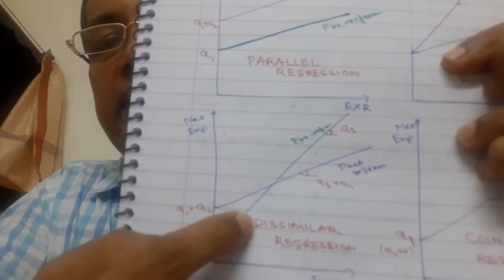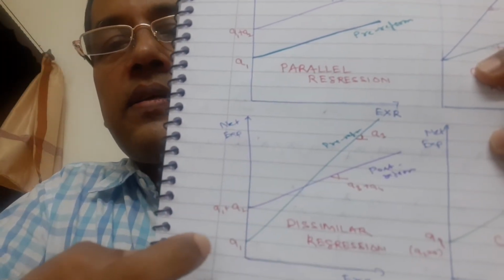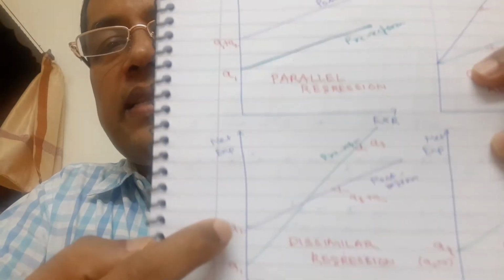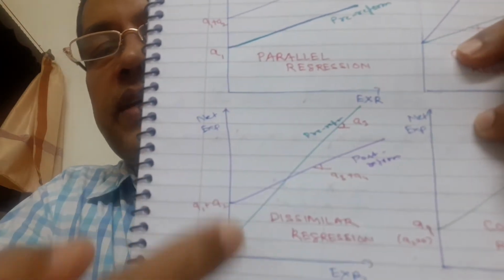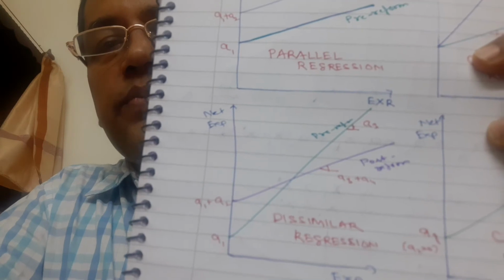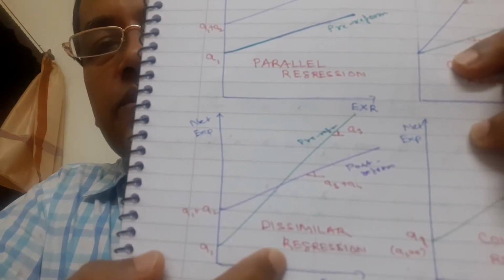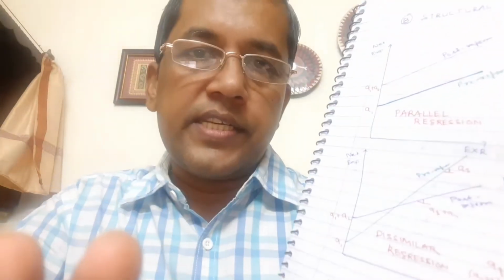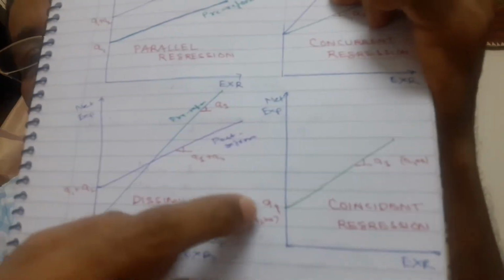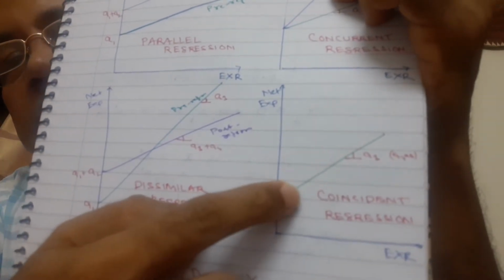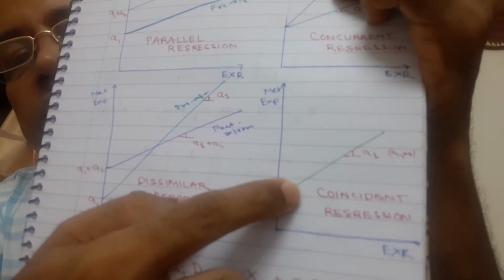Then you have the third example, where both the slope coefficient and the intercept are different. So there are two different regression lines for the pre-reform period and post-reform period. That is known as dissimilar regression. And when there is no structural change, when both coefficient a2 and coefficient a4 are statistically non-significant, then you may have this line where the intercept is the same as well as the slope coefficient. We call this coincident regression.